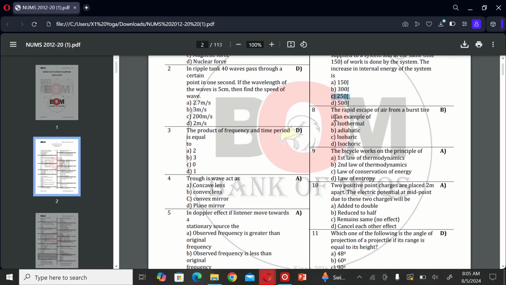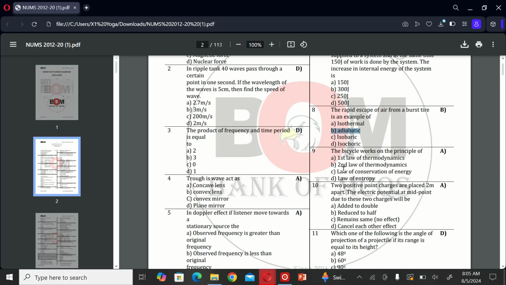The next MCQ is: the rapid escape of air from a burst tire is an example of A. Isothermal, B. Adiabatic, C. Isobaric and D. Isochoric. So the correct option is B. Adiabatic.